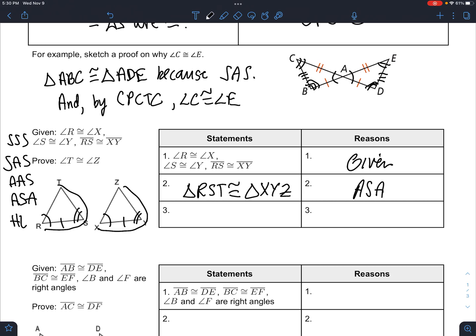But what we're trying to show is that angle T is congruent to angle Z. And the reason why is because we already showed the triangles were congruent. So of course, T and Z are going to match up as well because we already knew the triangles were congruent. That's called corresponding parts of congruent triangles are congruent.